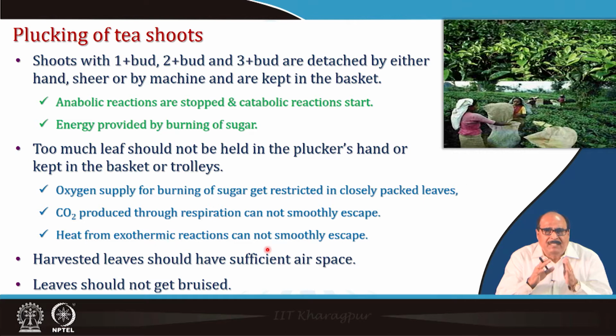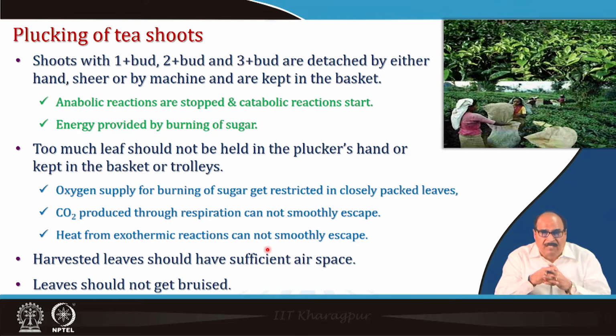So, once the tea leaves are detached from the plant, the anabolic reactions are stopped and catabolic reactions start, and the energy for these catabolic reactions is provided by burning of the sugar. So, care should be taken that too much leaf should not be held in the plucker's hand, or kept in the basket or trolleys in too much pressed form, because what will happen?